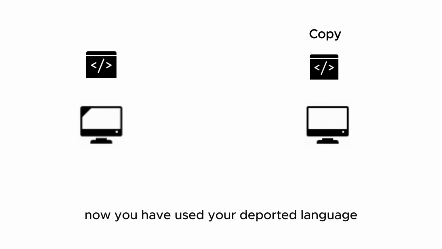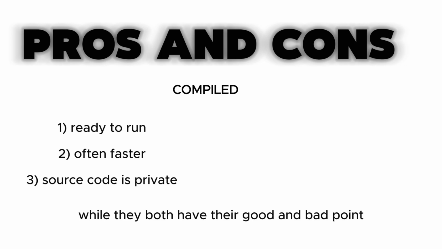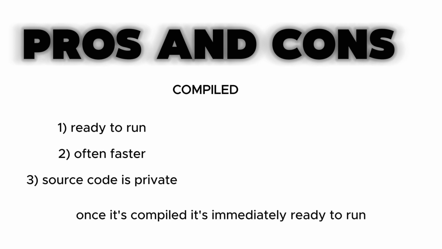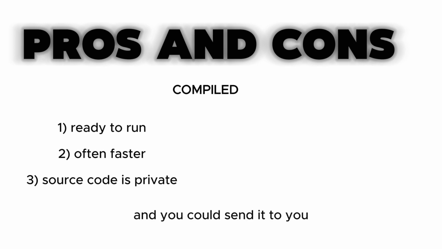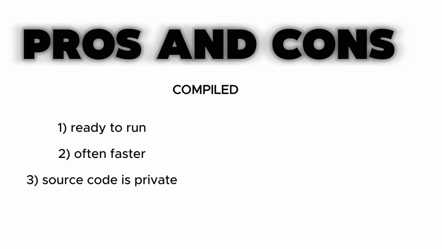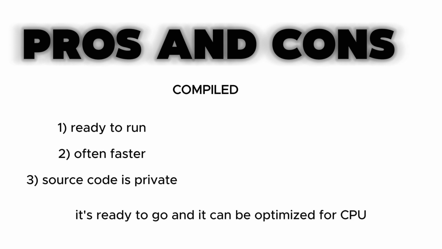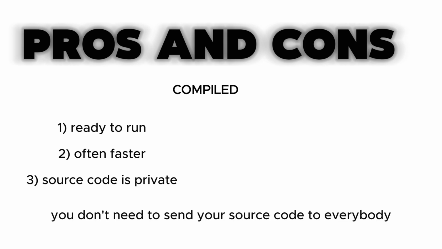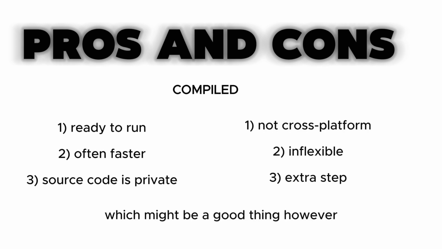Now, you have the interpreted language. While they both have their good and bad benefits, with compiled code, once it's compiled, it's immediately ready to run, and you could send it to hundreds or thousands of different people. It's ready to go, and it can be optimized for a CPU, so it can actually be faster. You don't need to send your source code to everybody, which might be a good thing.